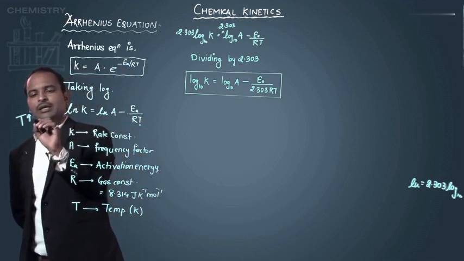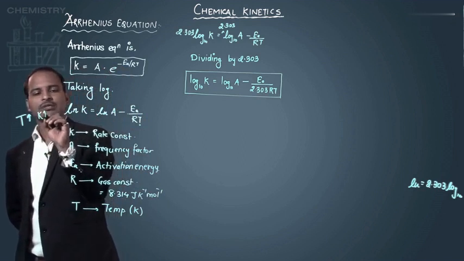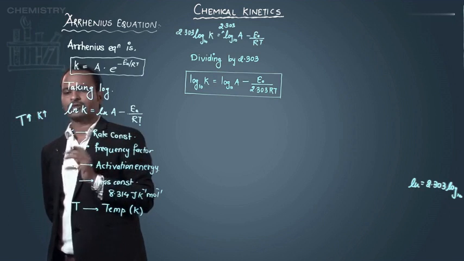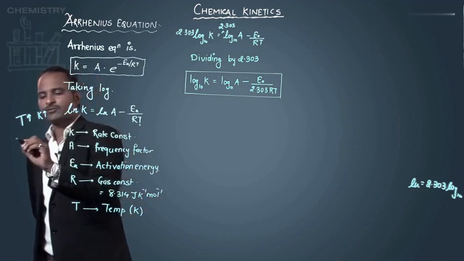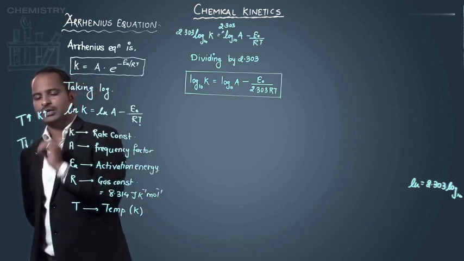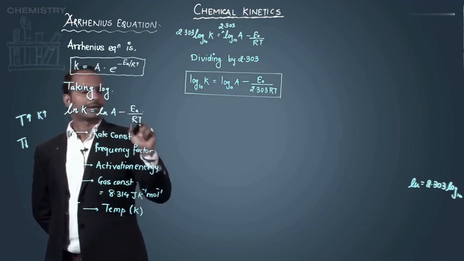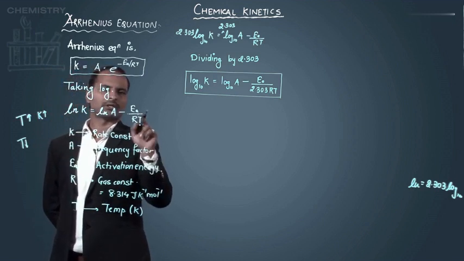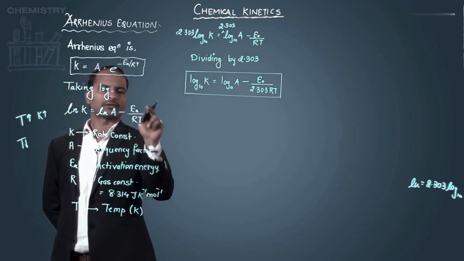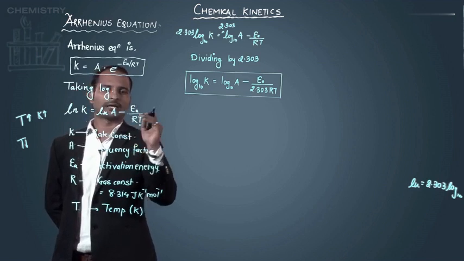So I can say that if the temperature is increased, then k is also getting higher. The value of k is also high. Suppose the temperature is decreased. Temperature decreases means the denominator decreases.